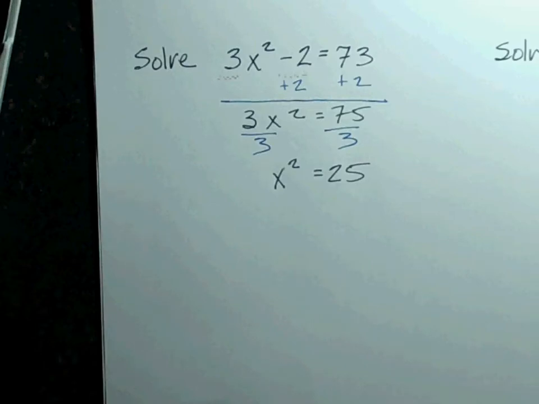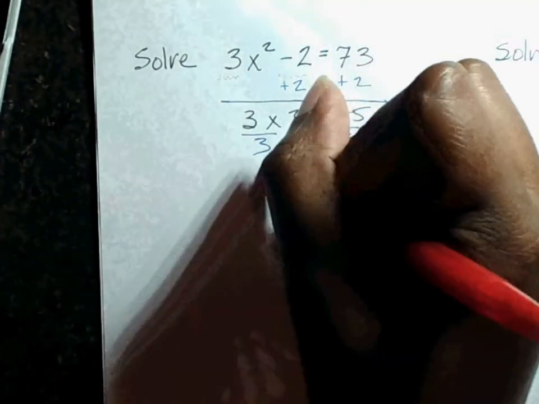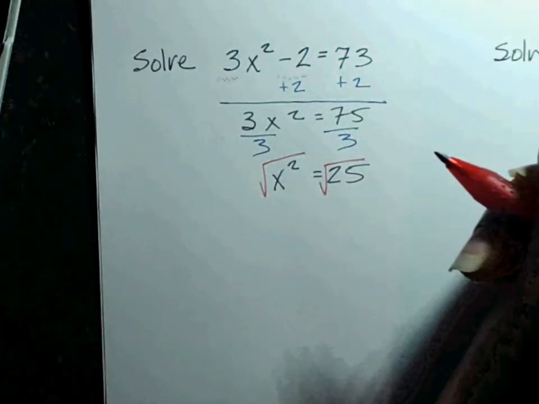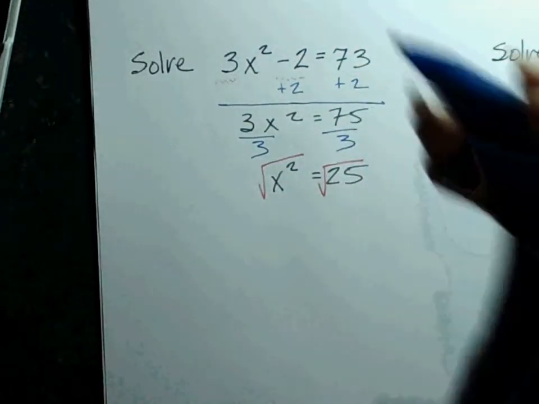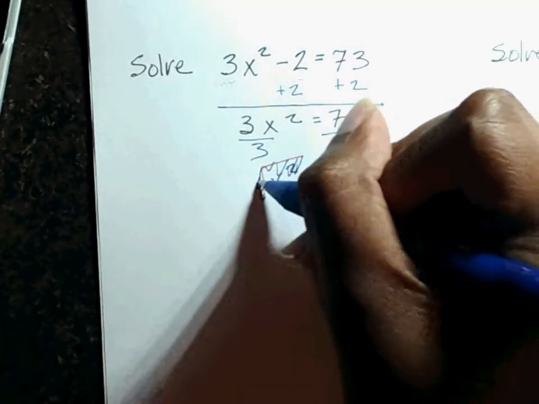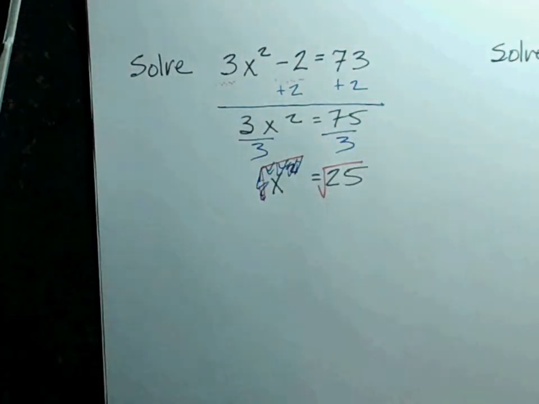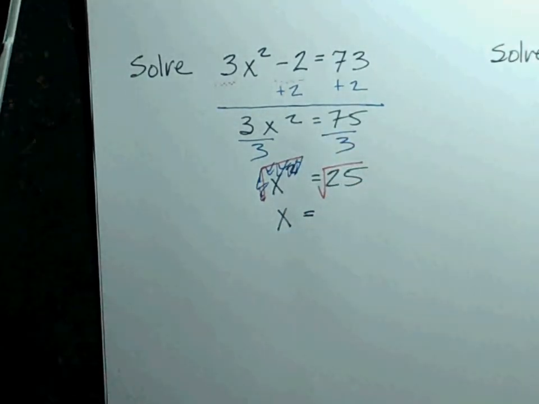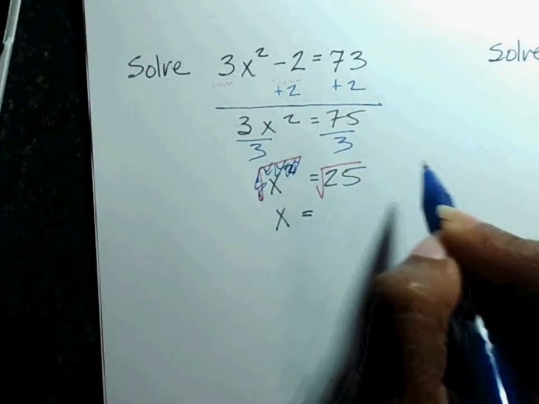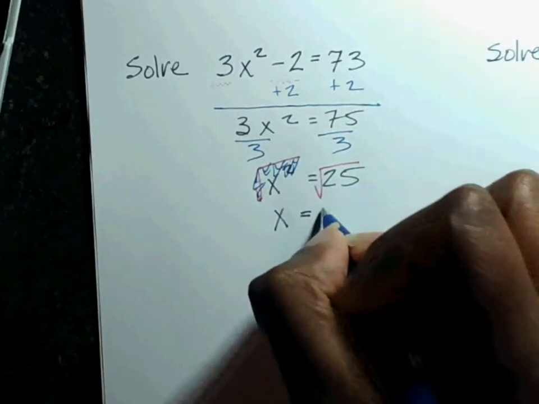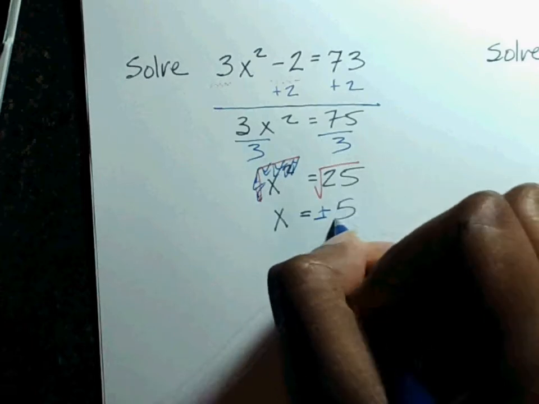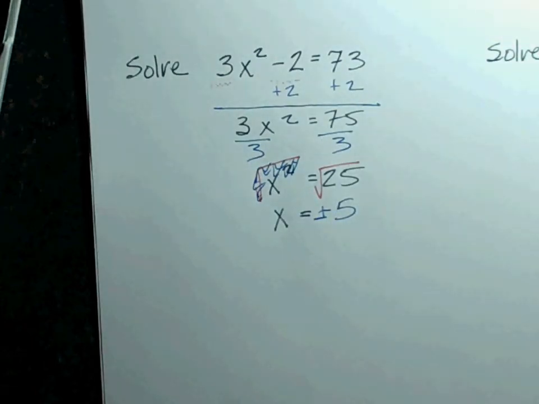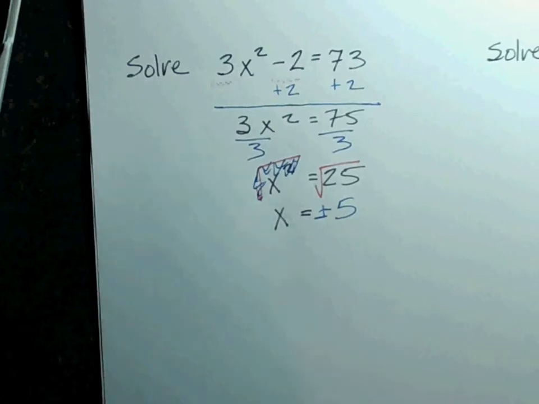How do you get rid of a square? You square root. The square and the square root cancel each other out. So now all you're left with is x equaling, but you need to remember, every time you take a square root, you put a plus or minus in front of it. In this case, it's 5. X is plus or minus 5. Bam! You're done.